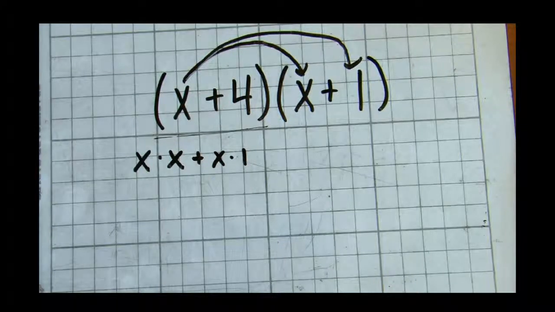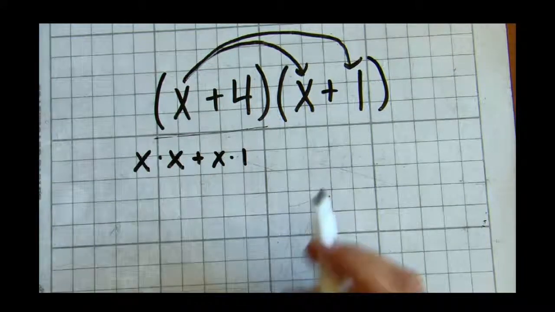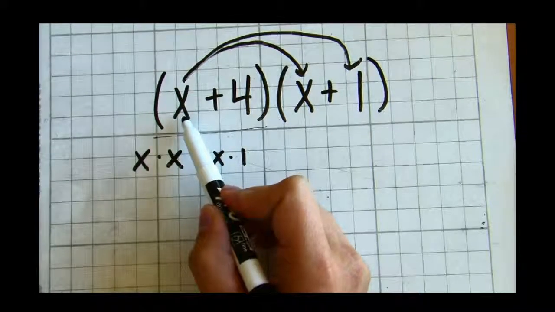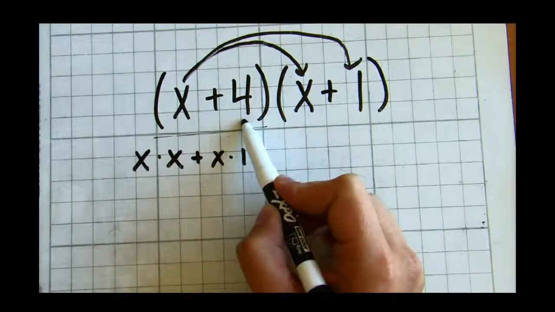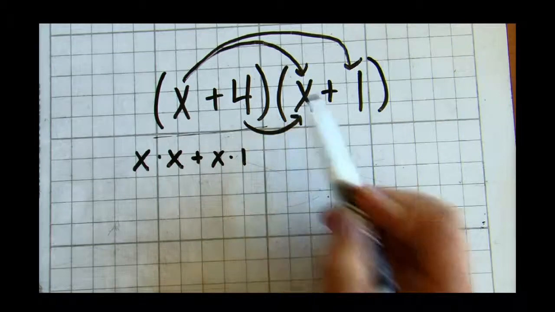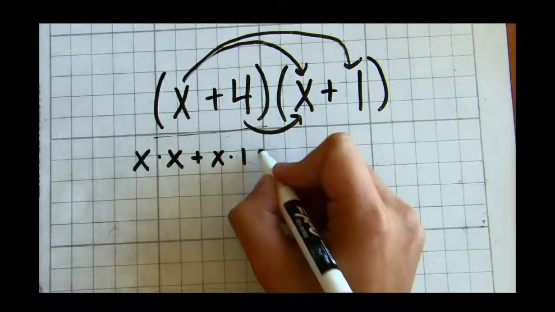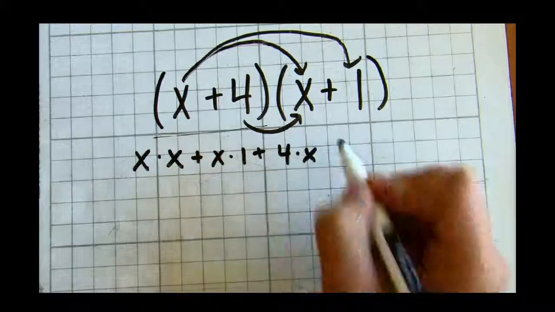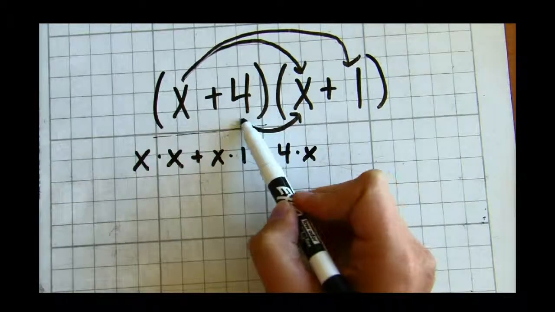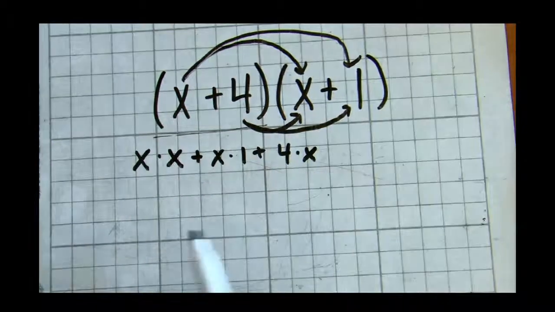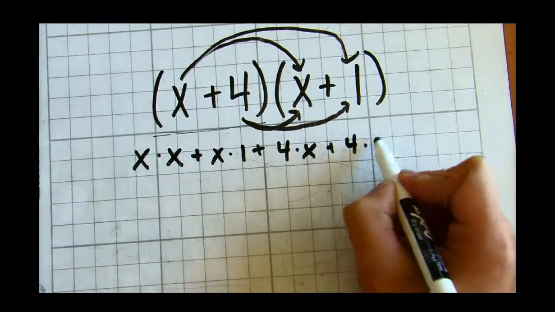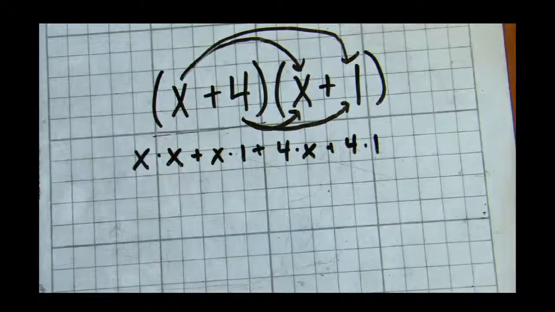Now what do I need to distribute? Okay, so I've distributed this x in my first set of parentheses. I now need to distribute this 4. So where does the 4 go to? Perfect. 4 times x plus 4 times x. And then lastly, what's the last number my 4 needs to go to? Wonderful. I'm going to take plus 4 times 1. Have I distributed everything out? Great.